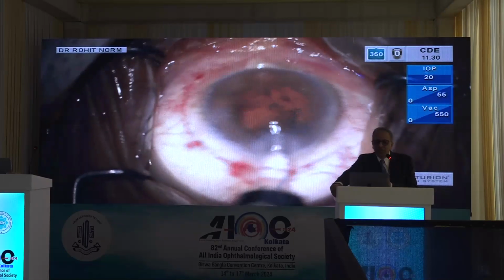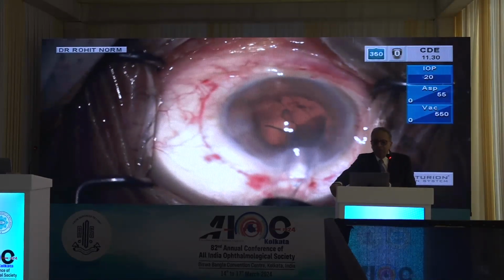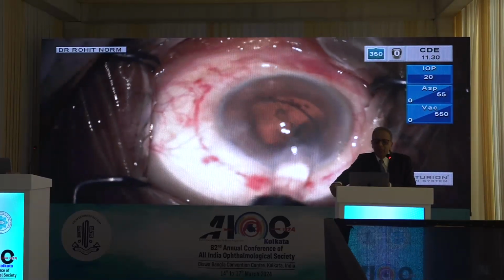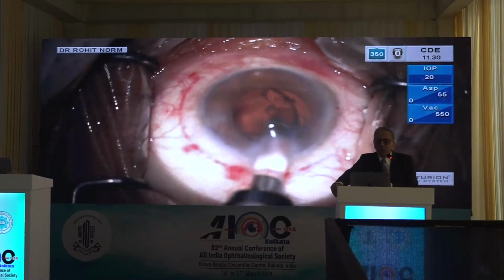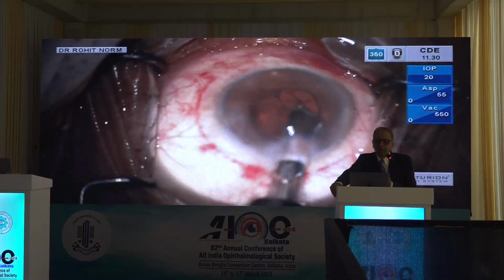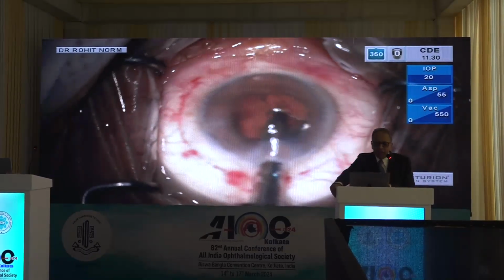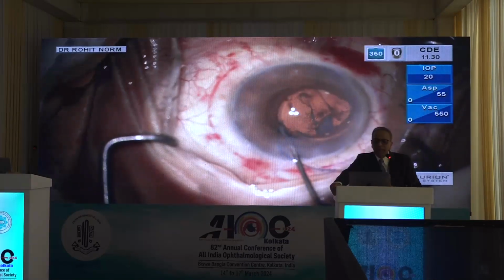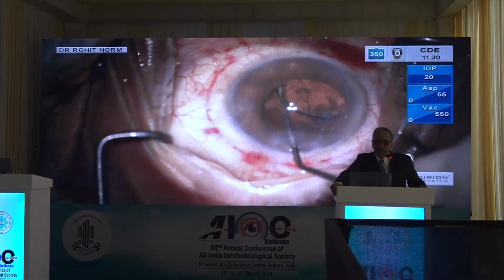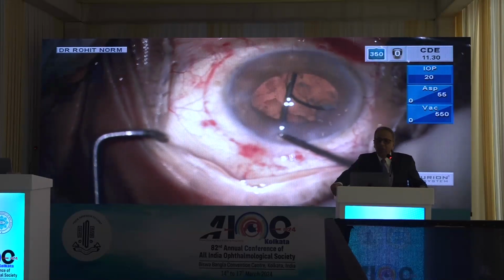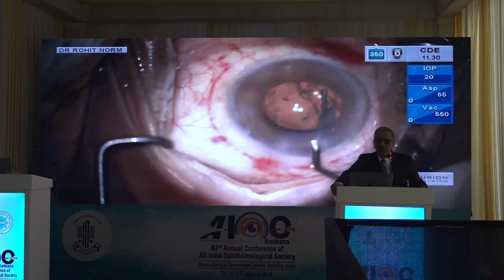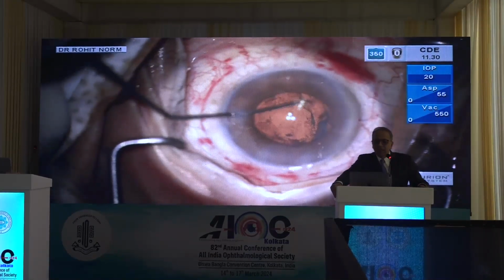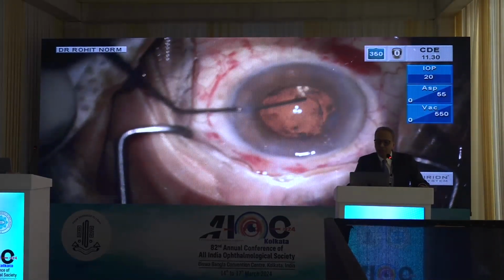Once that is done, I implant an intraocular lens, which in this case would be a three-piece. I did not venture into going in for a single piece and doing reverse optic capture, because I was not comfortable at that point of time. But this is an option which I would definitely go in for, keeping in mind that the capsular bag size was small, and now I am doing the optic capture.